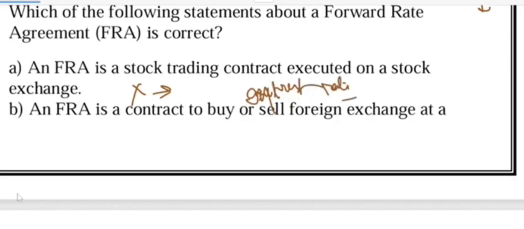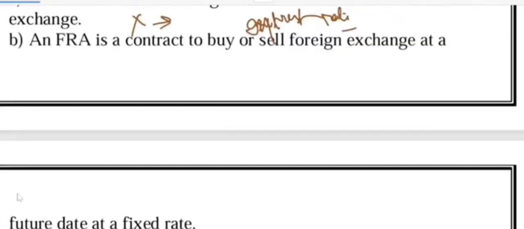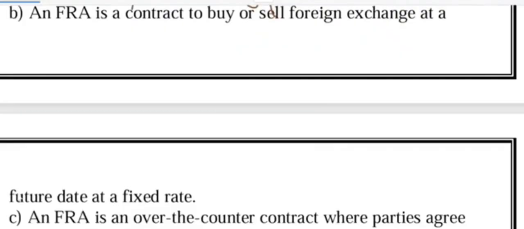Okay. What about option B? It is a contract to buy or sell foreign exchange at a future date at a fixed rate. No, this is a forward FX contract, forward exchange contract, foreign exchange contract, right? Not an FRA. FRA deals with interest rate, not currency. Here the point is currency.